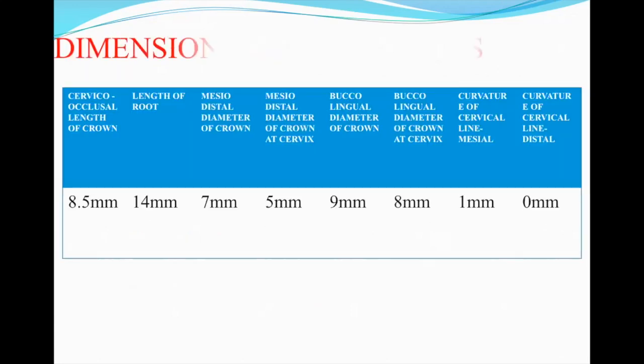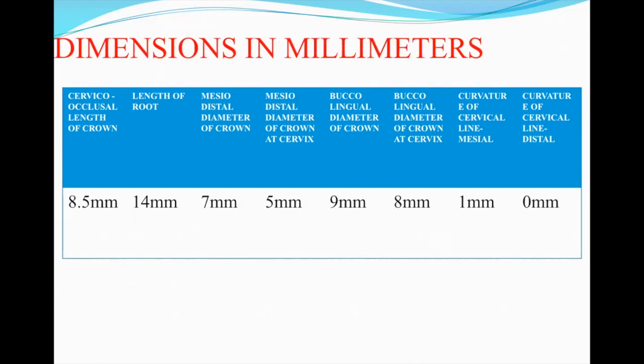These are the dimensions of the tooth. Cervico-occlusal length of crown 8.5 mm. Length of root 14 mm. Mesiodistal diameter of crown is 7 mm. At the cervix, it is 5 mm. Buccolingual diameter of crown is 9 mm. At the cervix, it is 8 mm. Curvature of cervical line, mesially 1 mm. Distally, it is 0 mm.